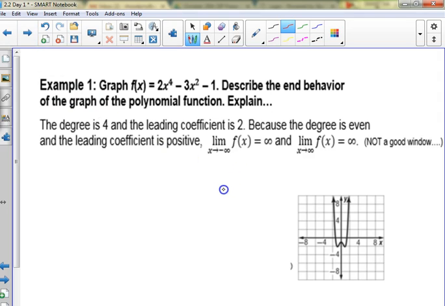All right, so this is a big complicated question. It says, describe the end behavior of the graph of the polynomial function, explain. All you need to look at is find that highest degree. You can ignore the rest. So this is a degree 4, which is even. It has a leading coefficient of 2, which is positive. So it should be both ends up, yes? I don't care what it's doing in the middle. I don't even think this is a good graph for this picture. Doesn't matter. Both ends are up, okay?